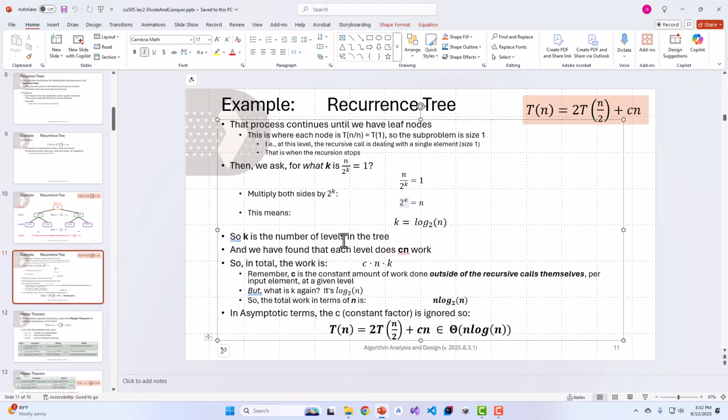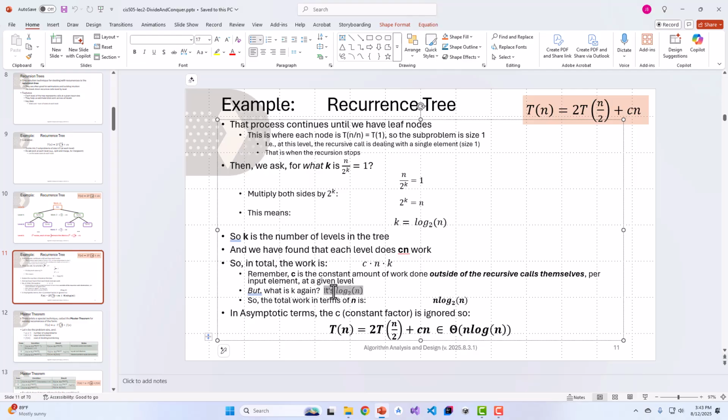So k is the number of levels in the tree, and it's log base 2 of the number of nodes, right? So we found that each level does cn work. So in total, the work is c times n, and then there are k levels total. So c times n times k if our k is equal to log base 2 of n. Remember, again, c is the constant amount of work done outside the recursive calls themselves per input element at a given level. But what's k again?